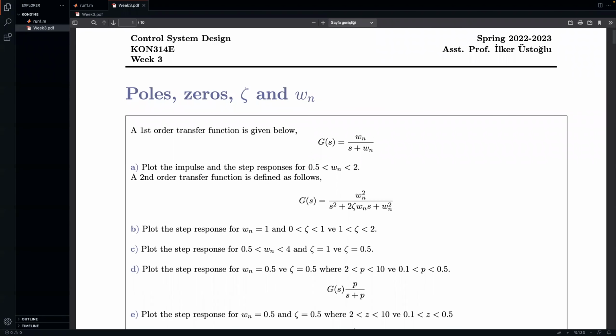Now, today's topic is quite important, to be honest, because during our control system design course, we have essentially three important topics to cover. Of course, all of them are important, but these are the fundamental parts of our course. One of them is the control system design using the time domain methods, which is exactly what we're covering now. And this poles, zeros, zeta, and omega n discussion today is going to be quite important about that fundamental part.